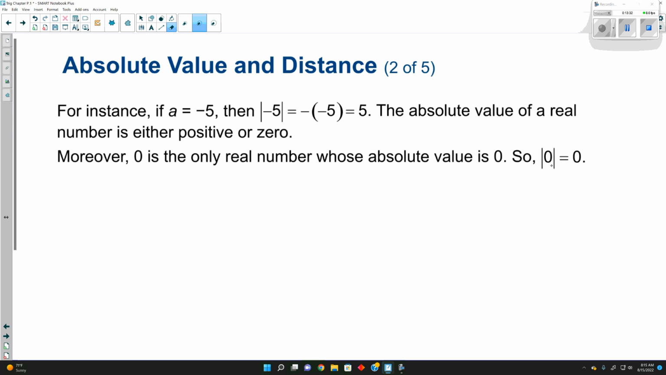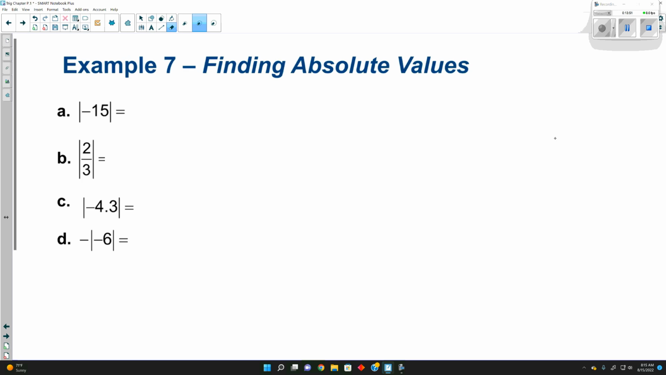So, like they put here, if A is equal to -5, then the absolute value of -5 is equal to the opposite of -5, which is just 5. And moreover, the absolute value of 0 is always 0, because 0 is neither positive nor negative. It's actually not odd or even. We good with these here?